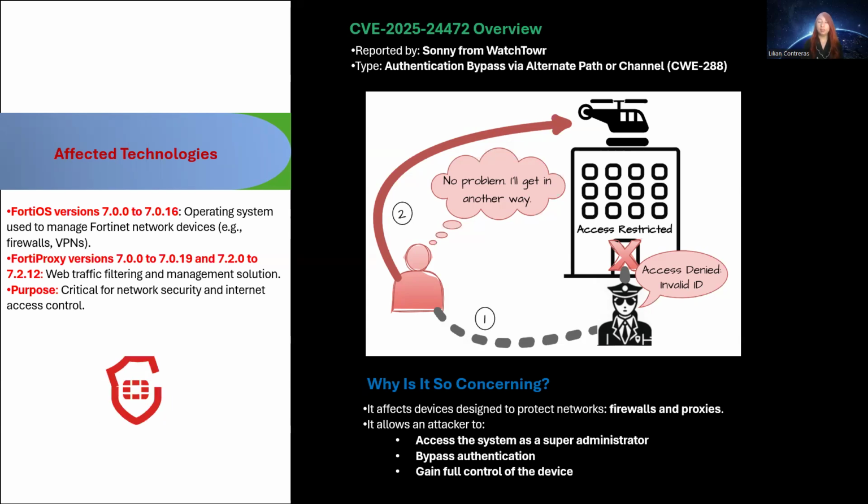The flaw CVE-2025-24472, reported to Fortinet by Sonny from Washington, is an authentication bypass vulnerability via an alternate path or channel, CWE-288, that affects FortiOS versions 7.0 to 7.0.16 and FortiProxy versions 7.0 to 7.0.19 and 7.2.0 to 7.2.12. This means that due to a flaw in the way the system verifies identity, a remote attacker can gain super admin privileges without providing valid credentials.